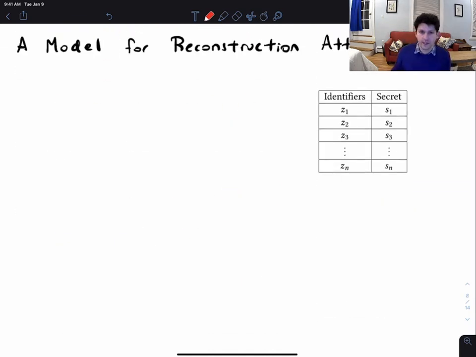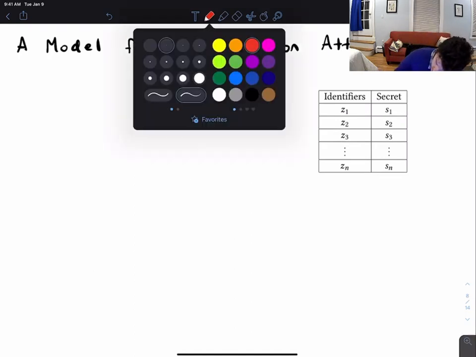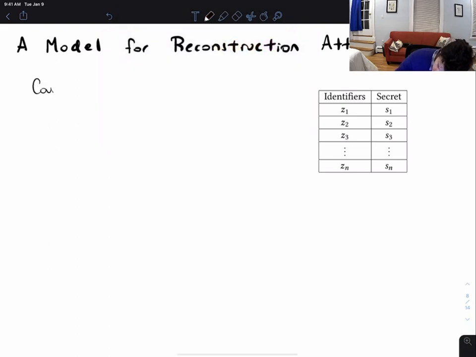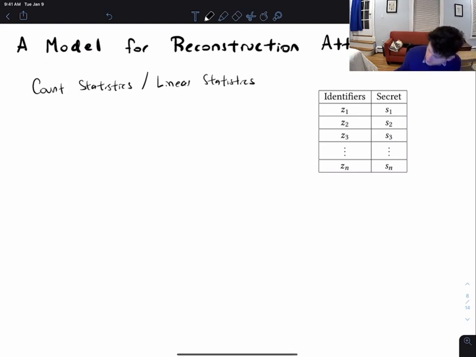So now we just have this data set on the right. So what kind of statistics are they going to ask? Well, we're going to consider what are called count statistics. And these are also sometimes called linear statistics for reasons that will become clear. So what is the statistic? It has the following form.